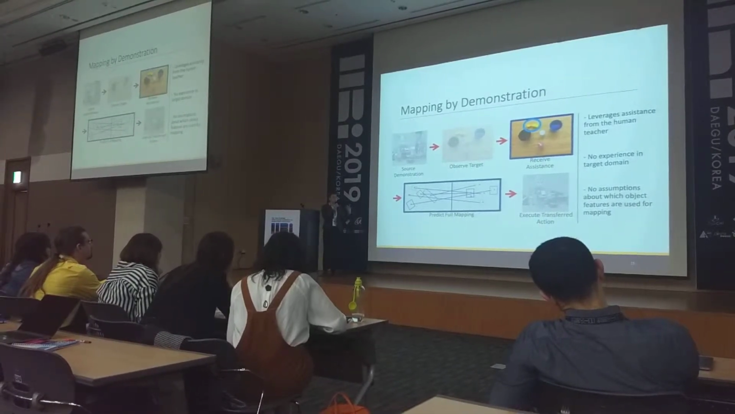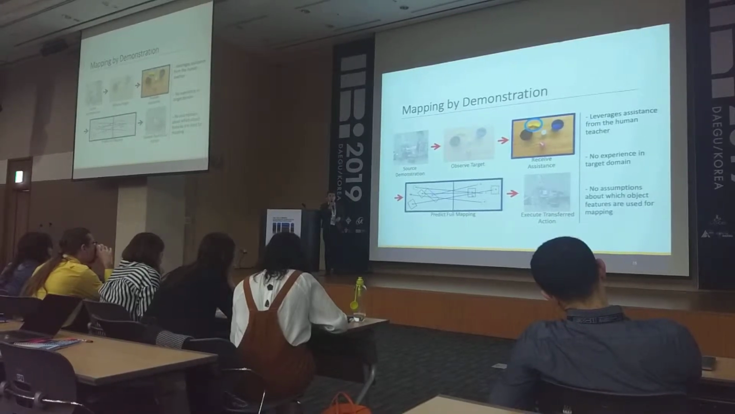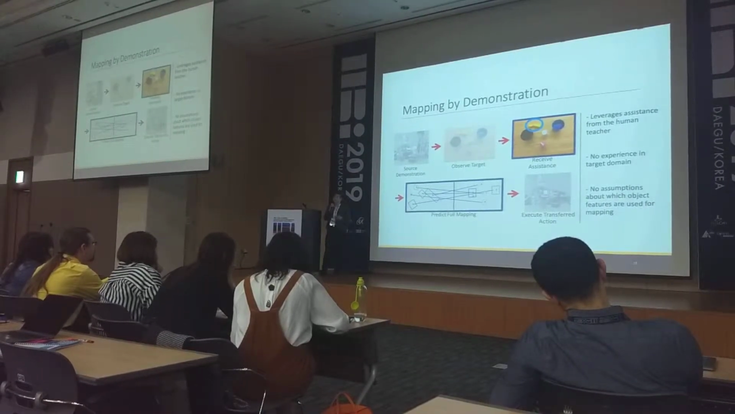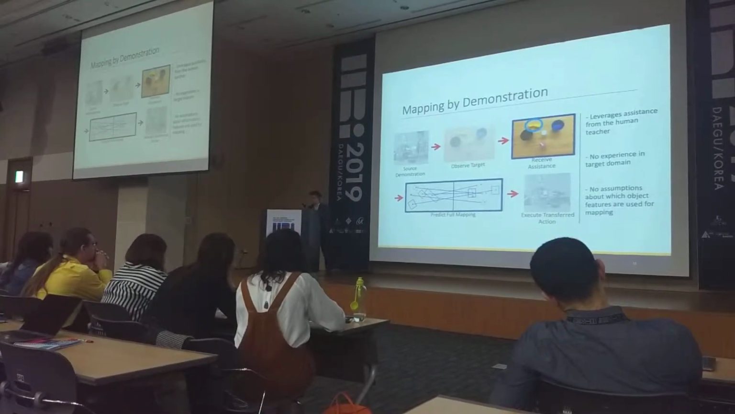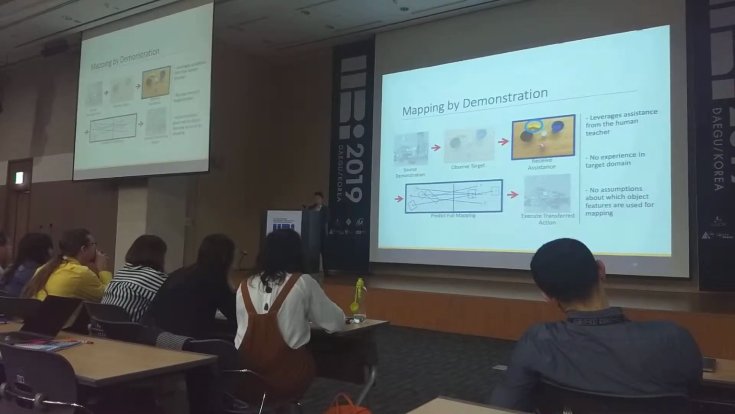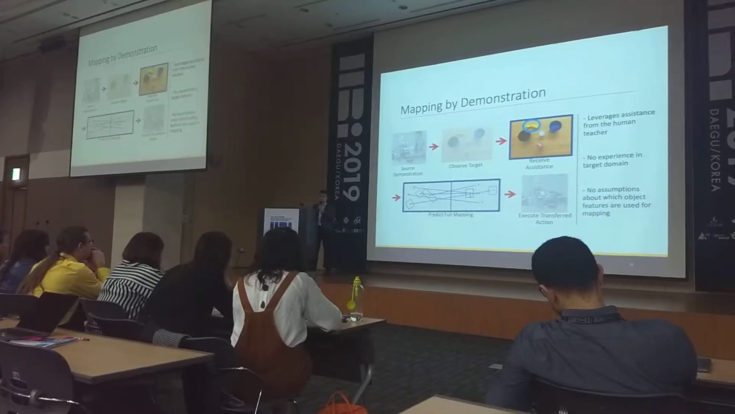In doing so, we leverage assistance from the human teacher in order to perform object mapping, without requiring that the robot gain additional experience or exploration in the target domain. This also allows us to avoid making assumptions about which particular object feature the robot should pay attention to during object mapping.